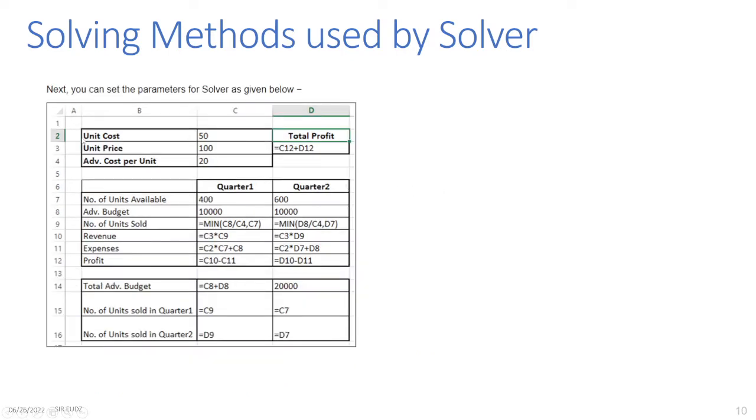Next, you can set the parameters for solver as given below. So we have the total advertising budget equal to C8 plus D8. And then we have the number of units sold in quarter 1, which is C9, and the number of units sold in quarter 2, which is D9. Later on, I'll explain this because it has something to do with the constraints.